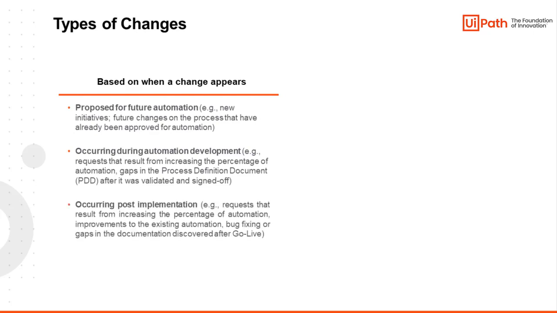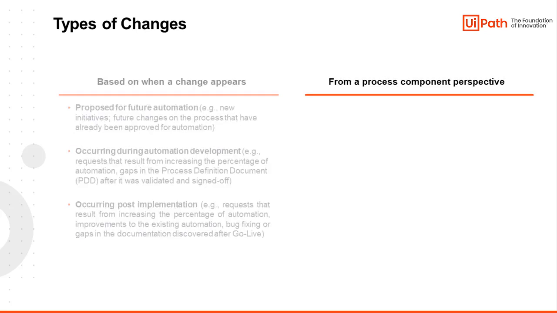Finally, we have the changes that occur post-implementation, that is, before or after warranty. These include requests that result from increasing the percentage of automation, improvements to the existing automation, bug fixing, or gaps in the documentation discovered after go-live. From a process component perspective, changes can be categorized as input changes. These can be either a new input, the same input but in a different format, or the same input with a change in content and/or structure.